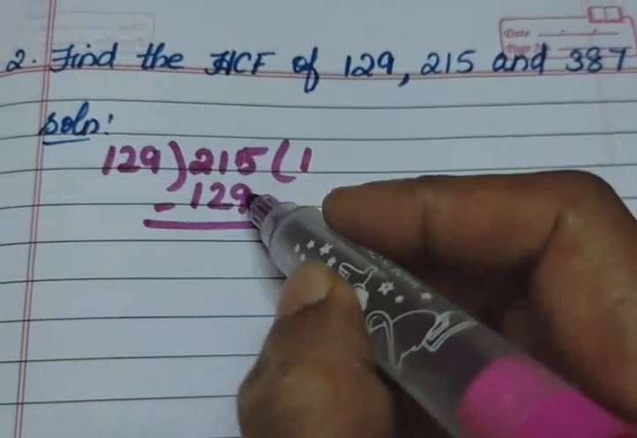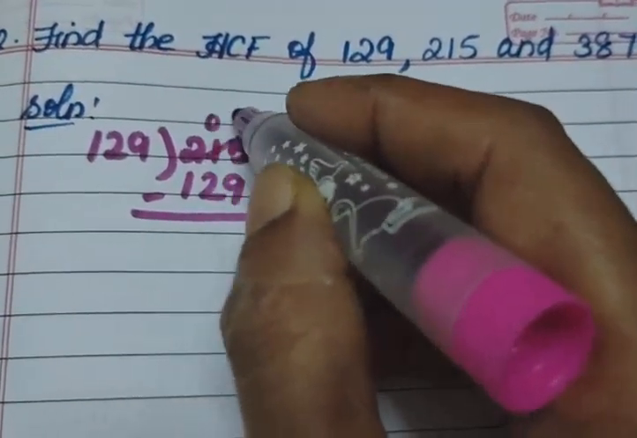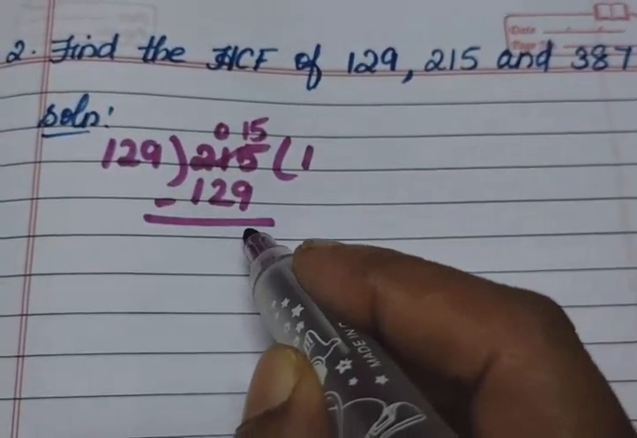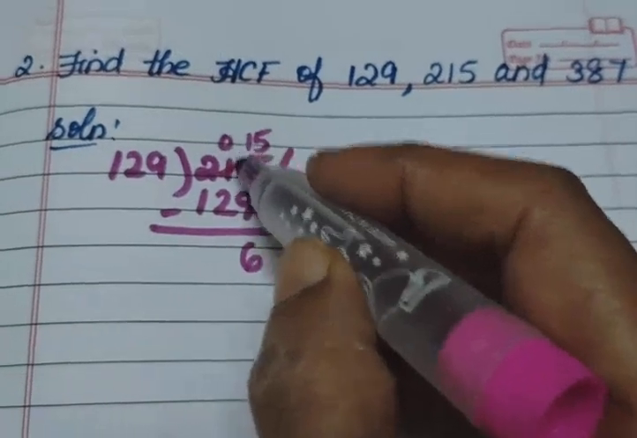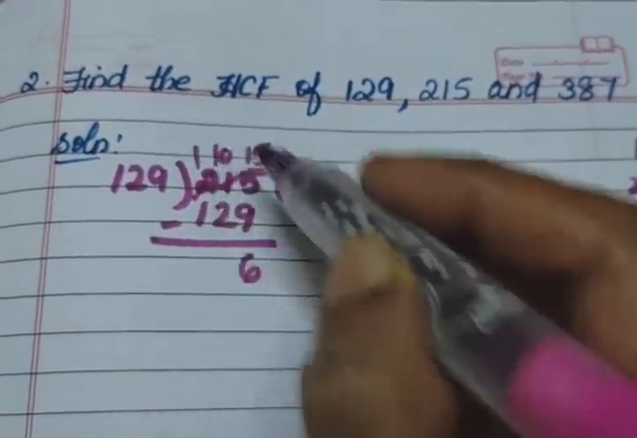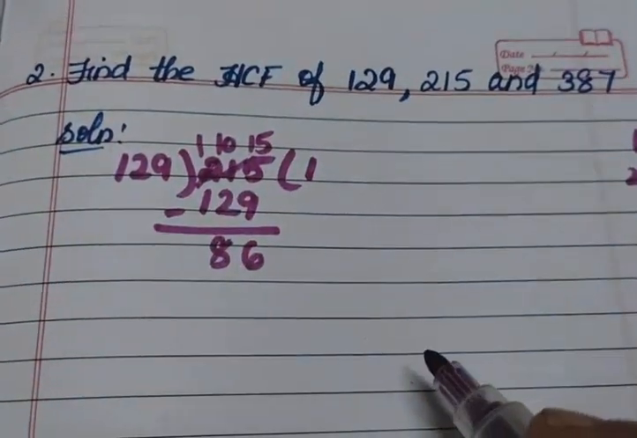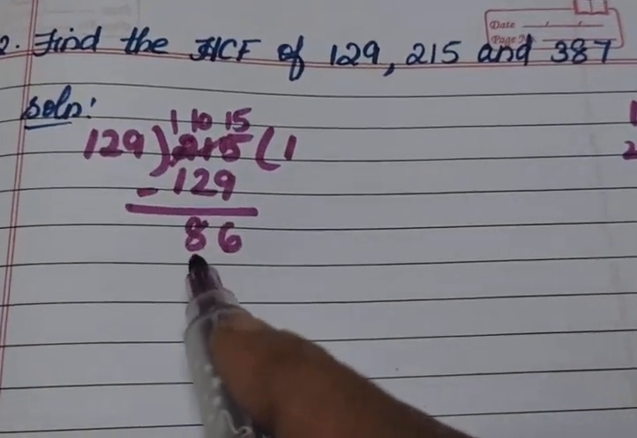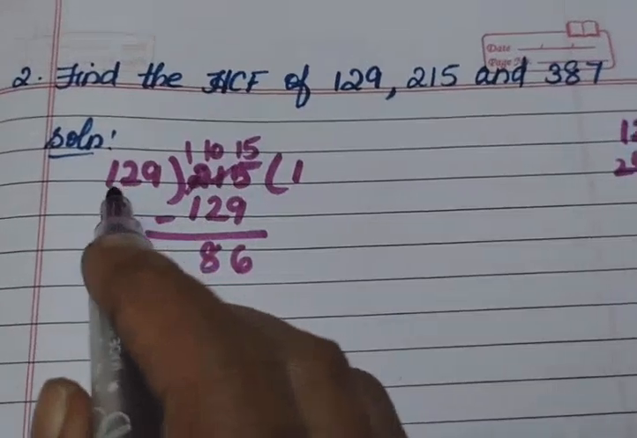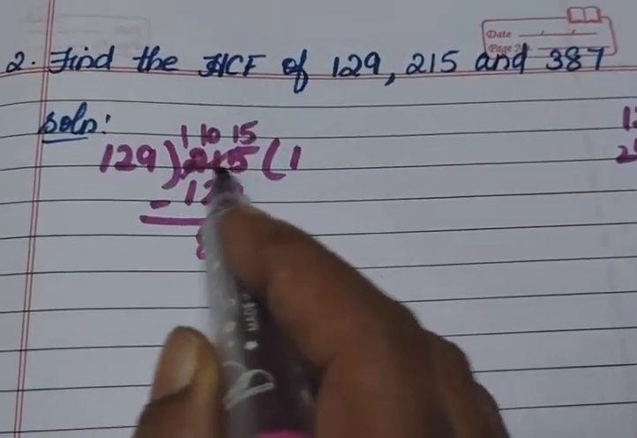Subtract and say 5 minus 9. Is it possible to subtract? No, isn't it? So here 0, here 15. 15 minus 9, 6, isn't it? Next 0 minus 2, not possible. So borrow. Borrow means here 1, here 10. 10 minus 2, 8. 1 minus 1, 0. Now 86 is the remainder. Okay. 129 is the divisor. 215 is the dividend.